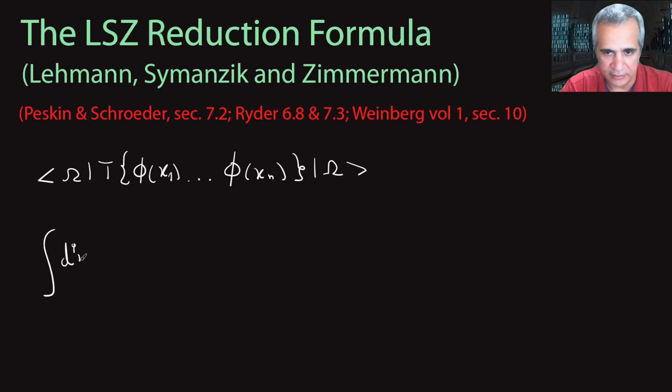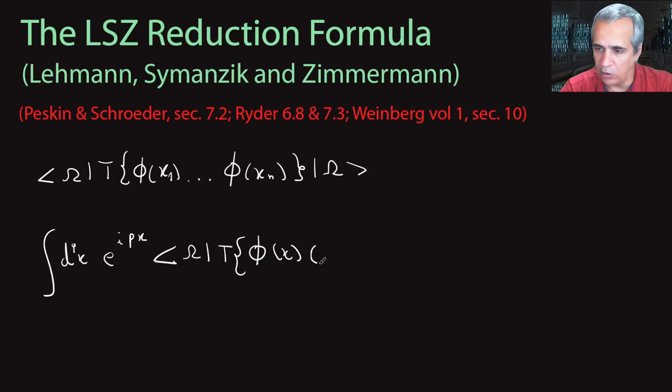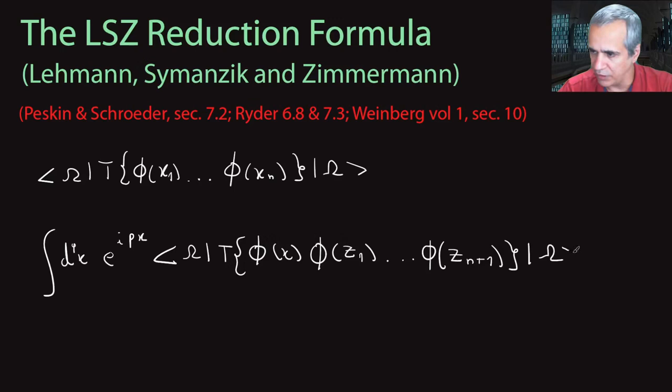So I'm associating a momentum p with position x, right? And to make it explicit, I'll name one of the positions just x, which is the one I'm doing the Fourier transform on, and call all the other positions z1 all the way to z n plus 1. I'll call it n plus 1 for now, because eventually I want to take two legs to be the initial incoming legs and final legs. So that's just notation. The thing is, I'm looking at a Green function with an arbitrary number of coordinates, and I'm doing the Fourier transform in one of them.